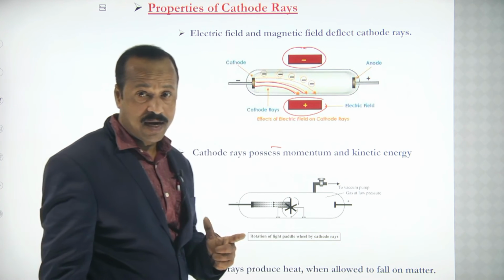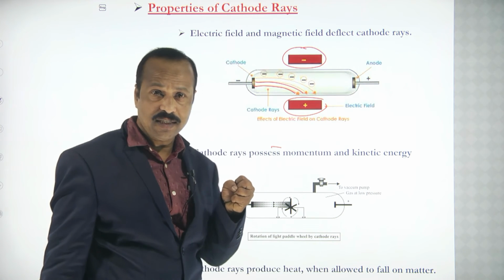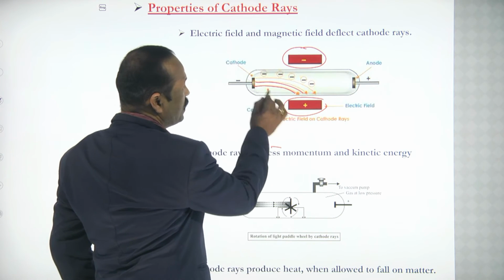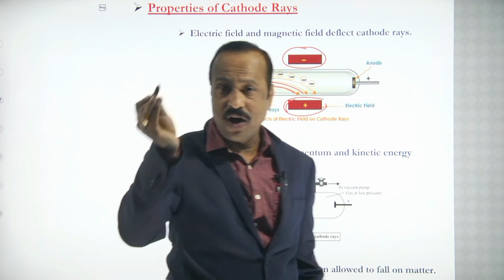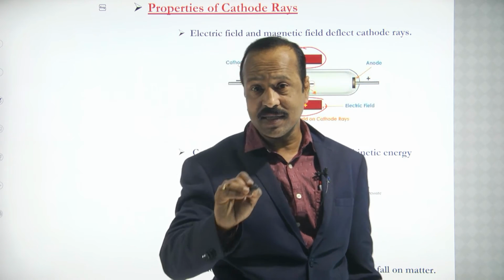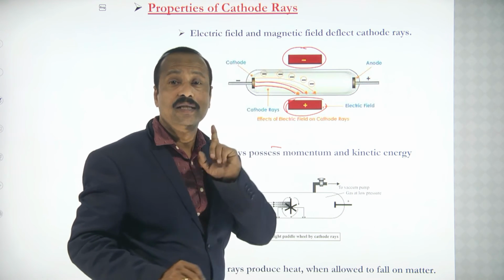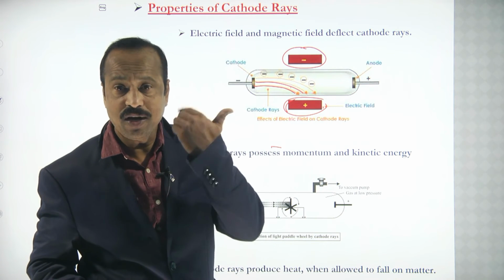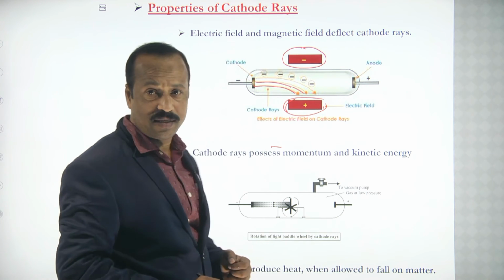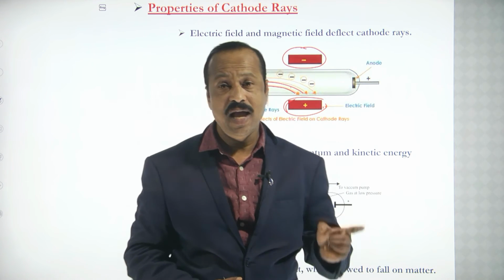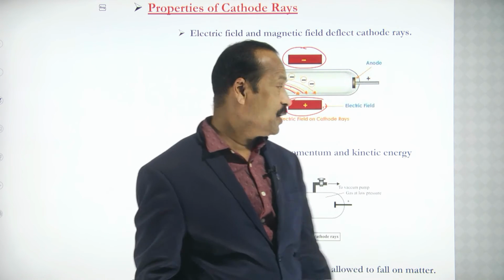You know that like charges repel and unlike charges attract, opposite charges attract. So here they are attracted towards the positive charge. The meaning is that the other charges are negative, and opposite charges attract. So these particles are attracted towards the positive charge, which means those particles are negative. In this way, he also proved that cathode rays are negatively charged particles, and they are attracted towards the positive charge and repelled by the negative charge.